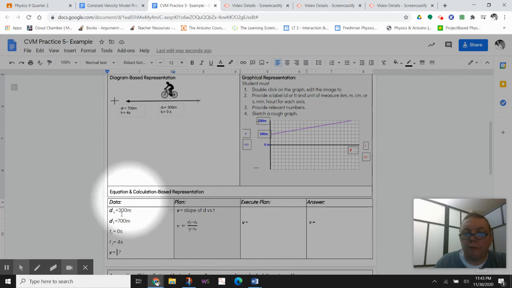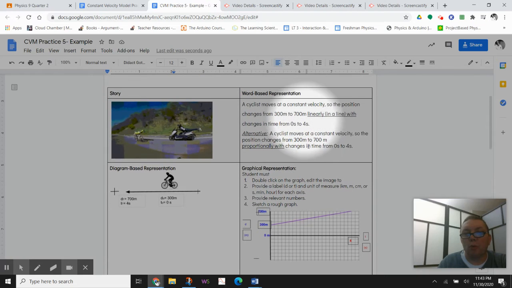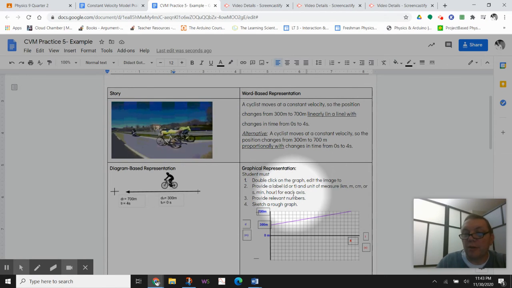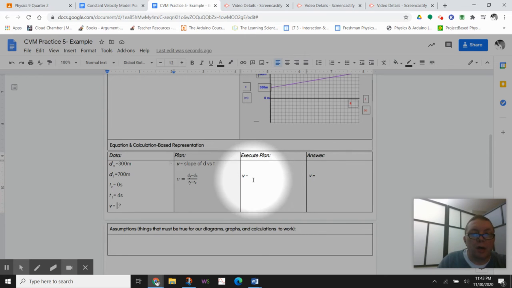For some of the questions that you have, you'll have to gather this information from maybe a diagram-based representation. Maybe you'll have to get it from the graph. Maybe you'll have to go up and get it from the word-based representation. The information will be there. You have to find where it is.